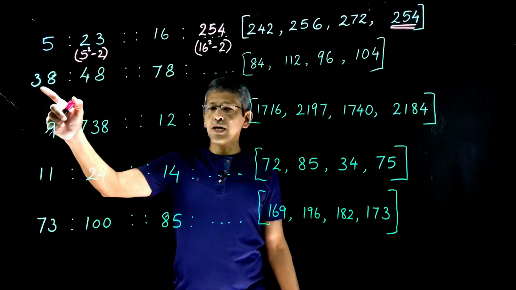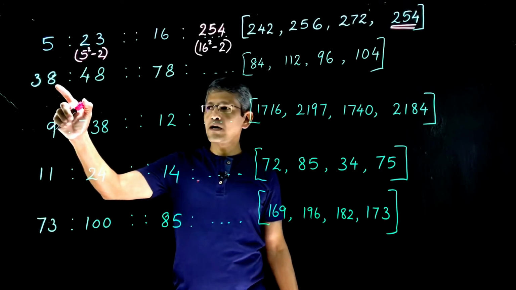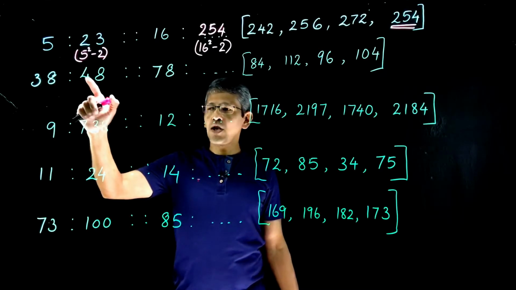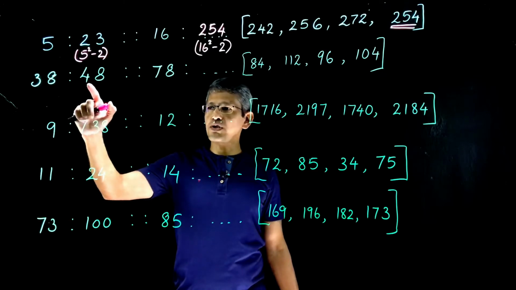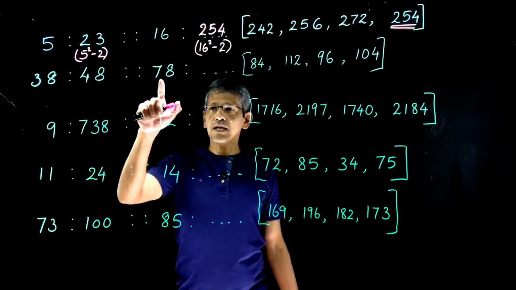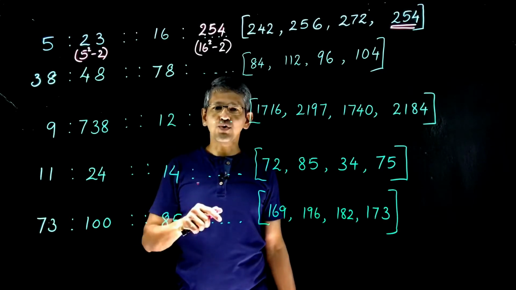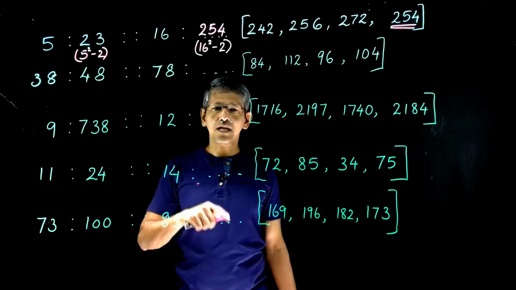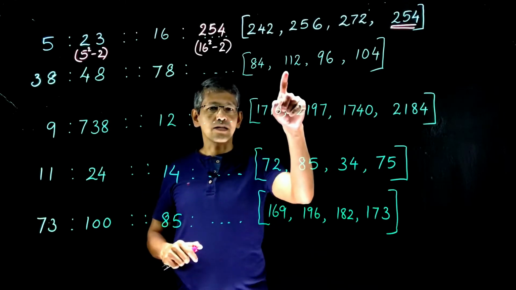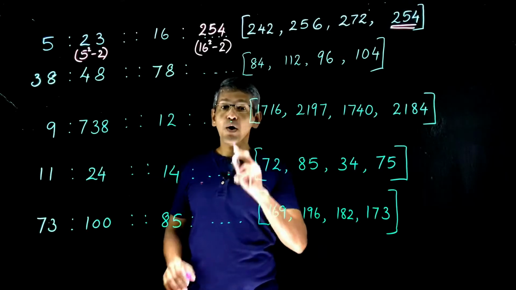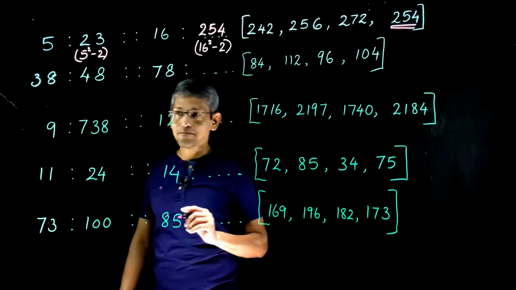Well, 3 into 8 is 24. This is 48. So 3 into 8, 24. 24 into 2 is 48. In the same way, 7 into 8 is 56. 56 into 2, 56 plus 56, that's 112. Right. So we have the answer choice here. So probably that's the pattern we have here.